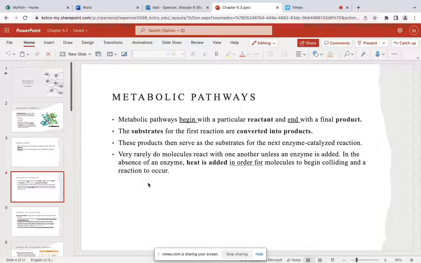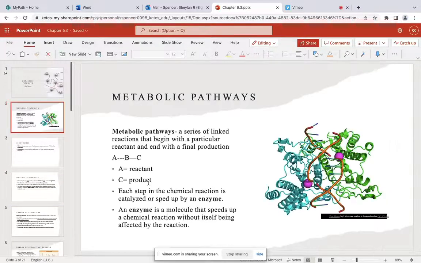So, like I said previously, metabolic pathways begin with a particular reactant. If you can remember in this example here, I gave A being the reactant, so it's what we're beginning with, and C is what we're ending up with. If you remember chemistry, your reactants are over here on your left side, and then you have some magic, is what my chemistry teacher used to say. Some magic that happens in the middle, and then you wind up with your final product.